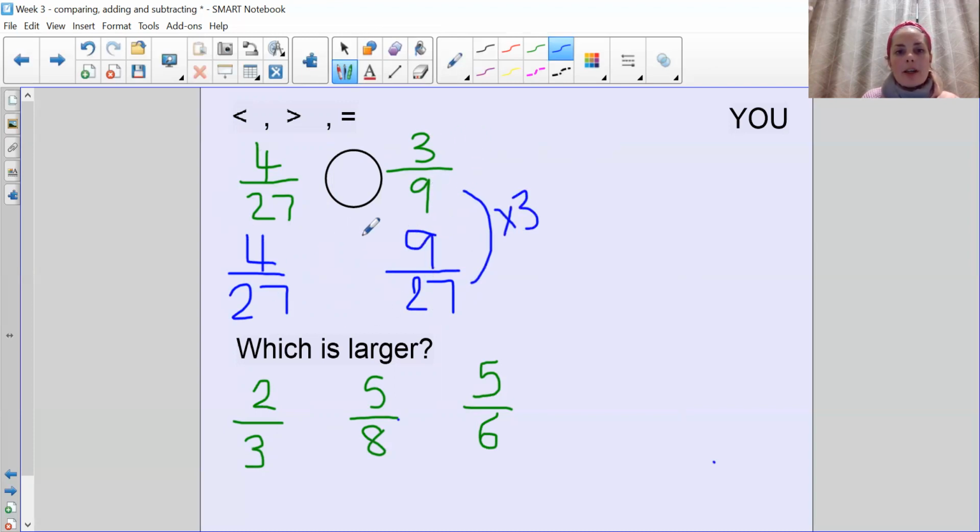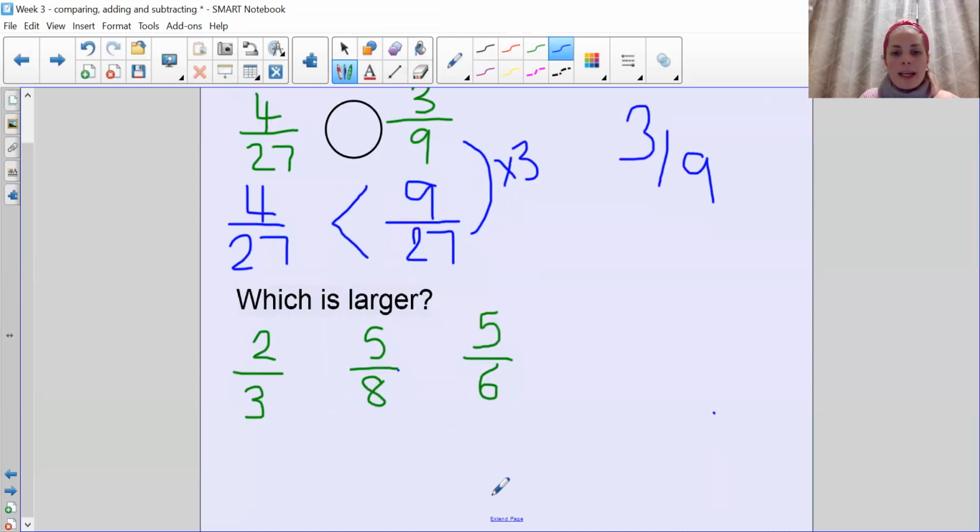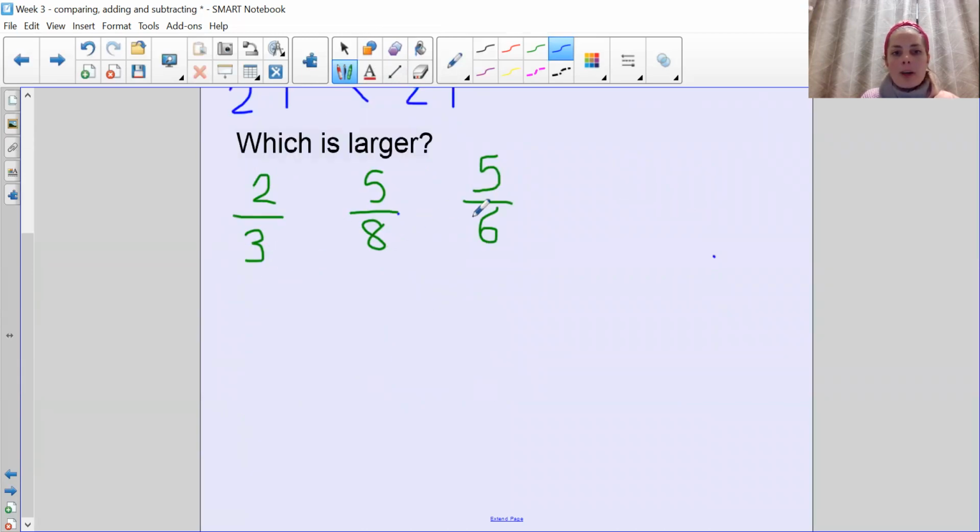And then I've got to say 9/27 is bigger. What is the original fraction? I'm going to write 3/9. Okay. Which one is larger? Again, I've got 3, I've got 8, and I've got 6. And if you need to write the multiples of 3, 8, and 6, you will then find ones that are common. And the one that is common to all 3 is the number 24.